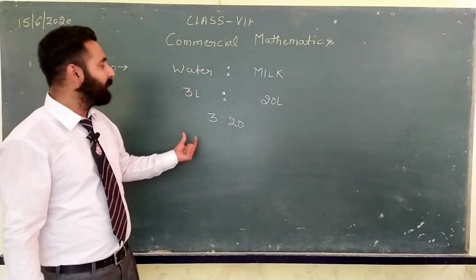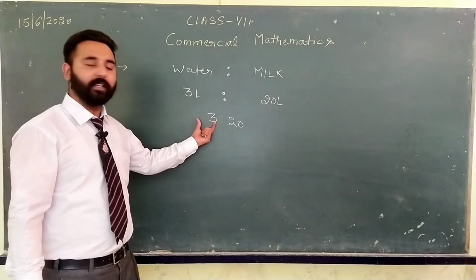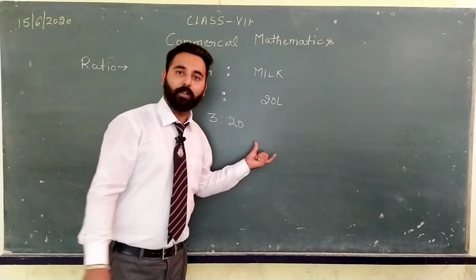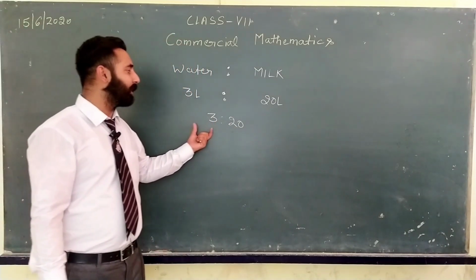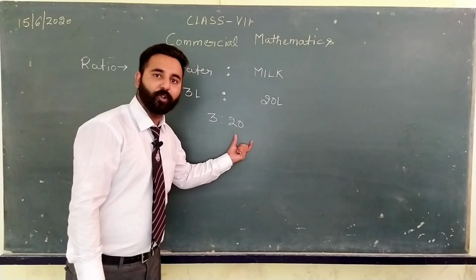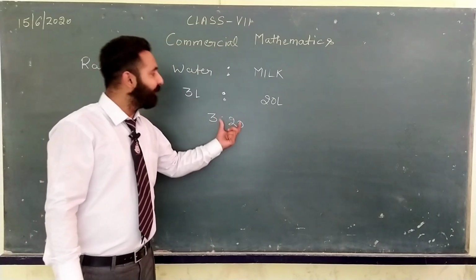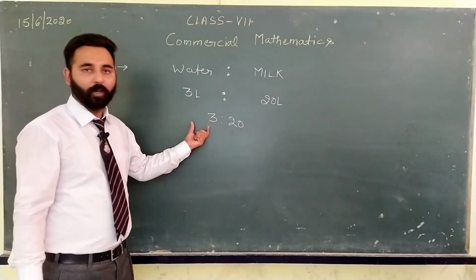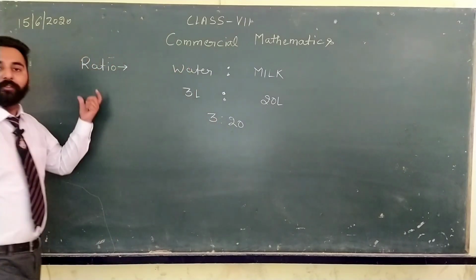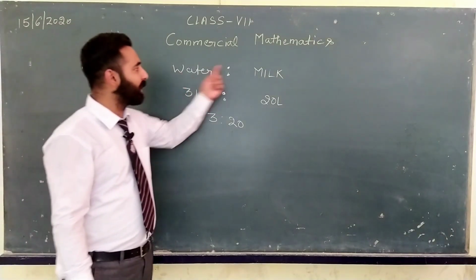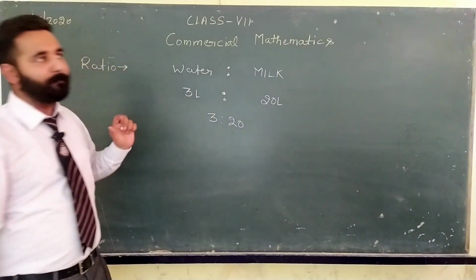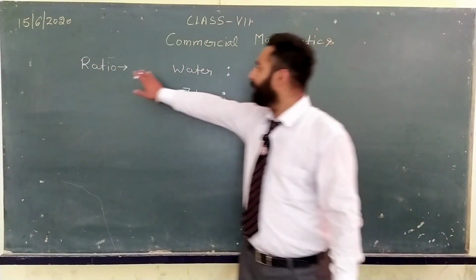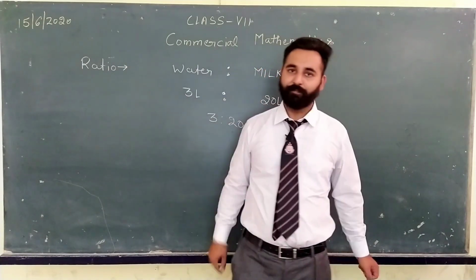It simply means if we are adding 3 liters of water, we have to add 20 liters of milk also. Means for every 3 liters of water there is a quantity of 20 liters of milk, or we can say for every 20 liters of milk there are 3 liters of water. Simply it means the ratio. We are comparing two quantities here, water and milk. So in simple words, when we are comparing two quantities of the same kind, we take help of ratio.